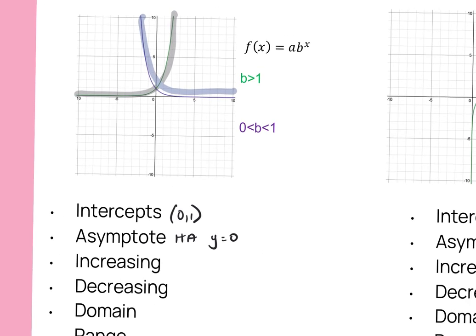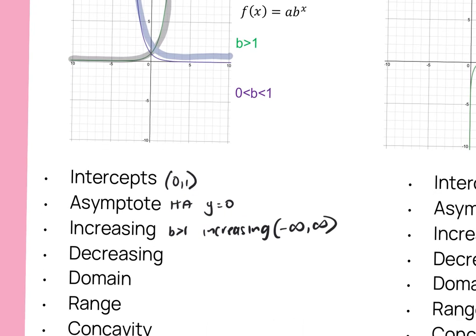The base being greater than 1, so the green one is increasing. If my b is greater than 1, it's increasing the entire time. If my b is in between 0 and 1, it is decreasing the entire time. If the b is greater than 1, it would not be decreasing at all, so if it said decreasing, it would not exist. If the b was in between 0 and 1 and it asked when it was increasing, it wouldn't exist.